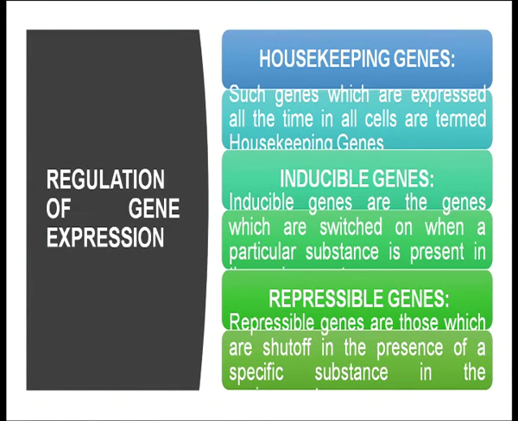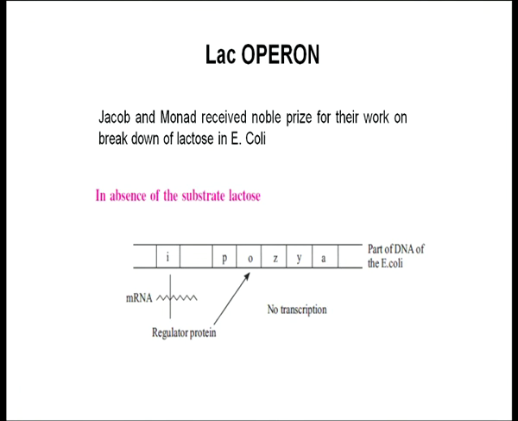Then there are certain inducible genes. Inducible genes are the genes which are switched on when a particular substrate is present. Then the third category is the repressible genes. The repressible genes are those which are shut off in the presence of a specific substrate in the cell. To understand the inducible gene, we will study the lac operon.